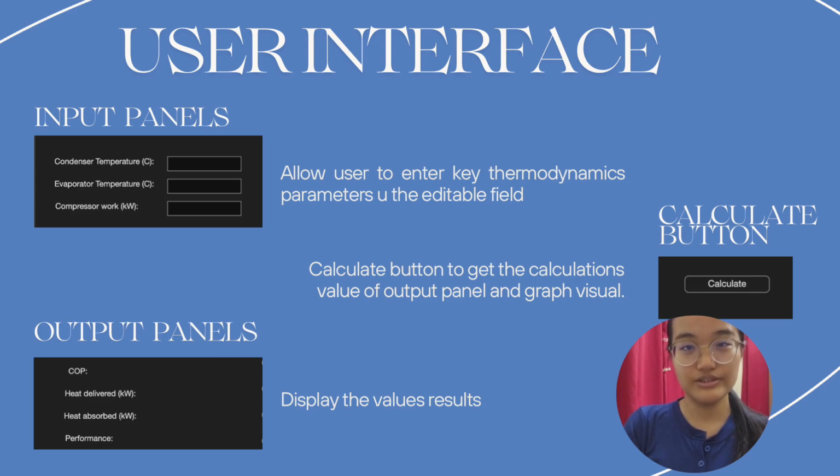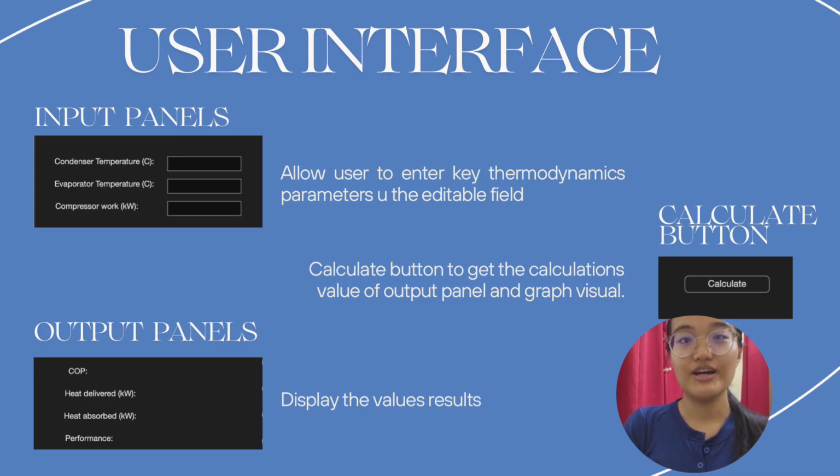result. The GUI is divided into four main sections, which are the input panel, calculate button, output panel, and graph visualization. Starting with the input panel, users are required to enter three important parameters, which are the condenser and evaporator temperature in Celsius, and compressor work in kilowatt. These values define the operating conditions of the heat pump system.